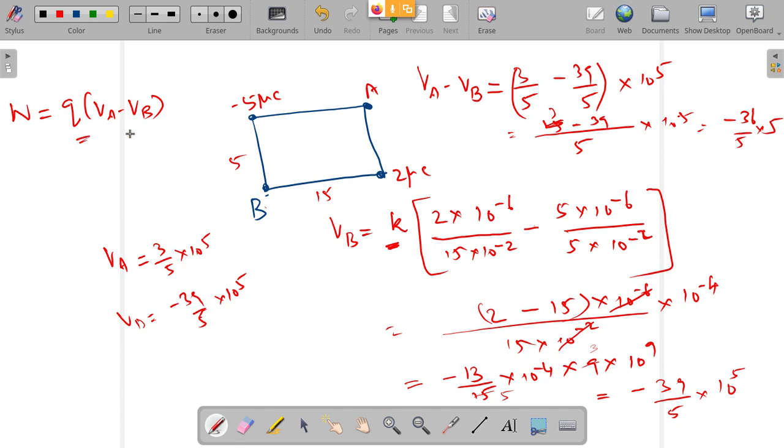So Q into VA minus VB you have to do. Q is how much is given? 30 microcoulomb. So 30 into 10 power minus 6 into minus 36 by 5 into 10 power 5. So into 10 power 5 you have to do. So effectively what is the answer? You will get 6 is strike off. So 216, I think, right? 216 into 10 power 5 is the joules. In joules, this is the work done.